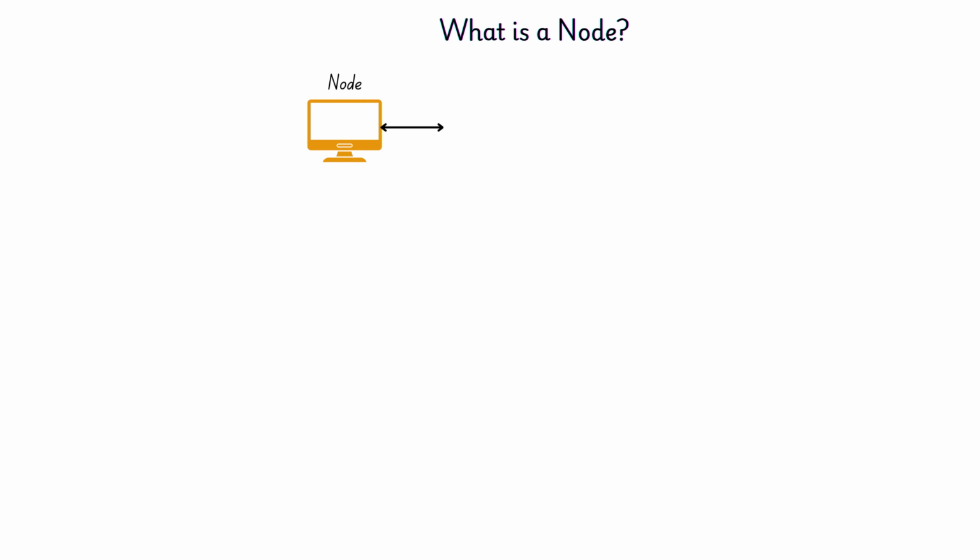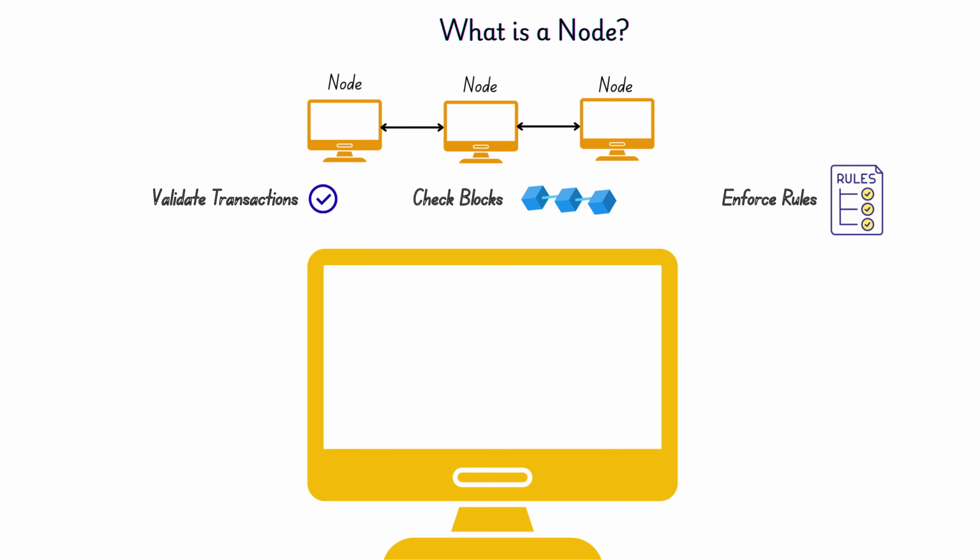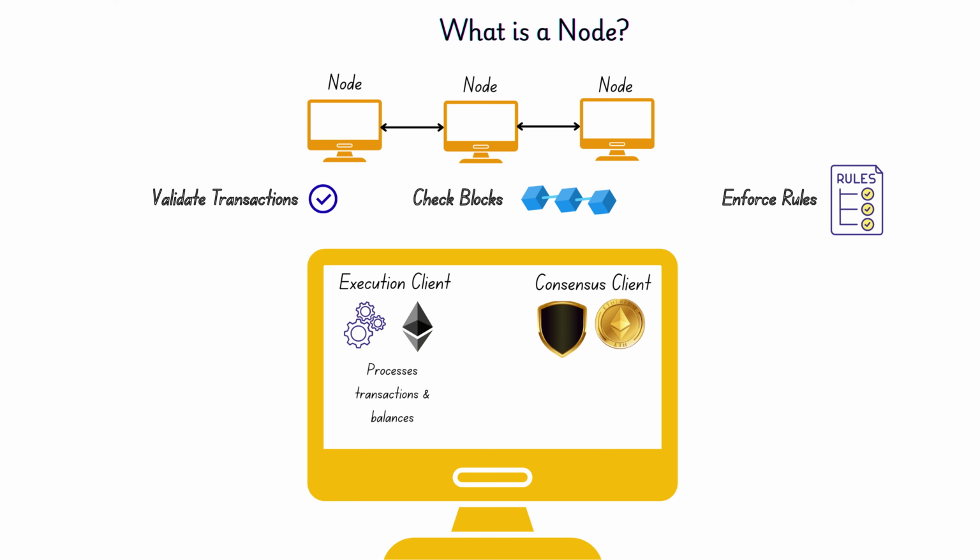A node is simply a computer running Ethereum software that connects to others in the network. Its job is to validate transactions, check blocks, and enforce the rules of the protocol. Since Ethereum's merge in 2022, every node needs to run two pieces of software. The execution client, which processes transactions in the Ethereum virtual machine and keeps track of balances, then the consensus client, which runs proof of stake and ensures the network agrees on the blockchain's head.